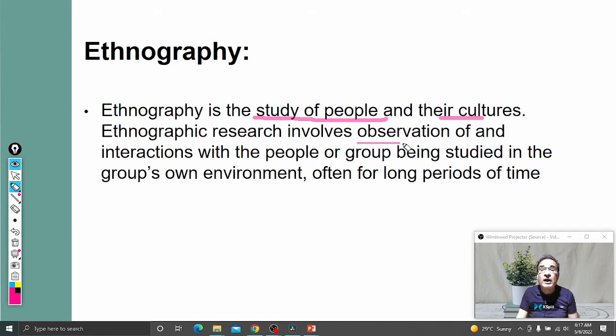Ethnographic research involves observation and interaction with the people or group being studied in the group's environment. So we observe the people, we study the group in their natural environment, and often we conduct this study for a long period of time. So I hope now you understand what ethnography is, because we learn the habits, the culture, the way of interaction of the people and their beliefs in ethnographic research.